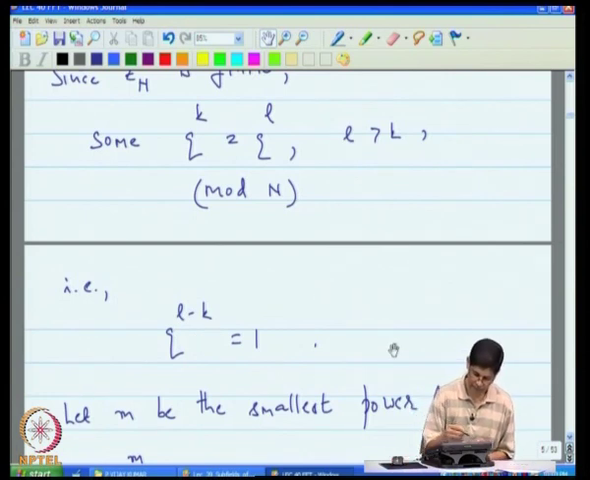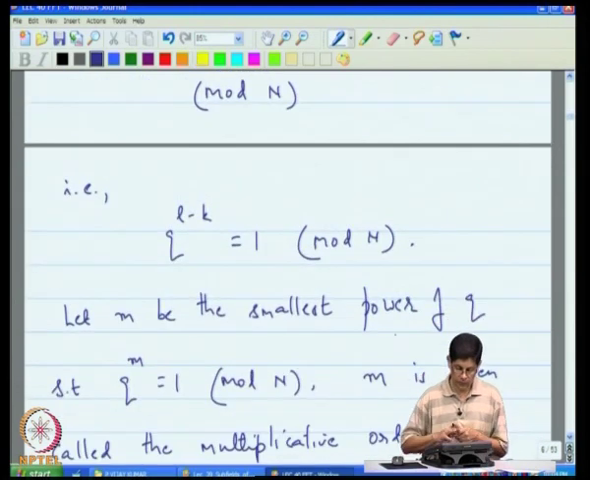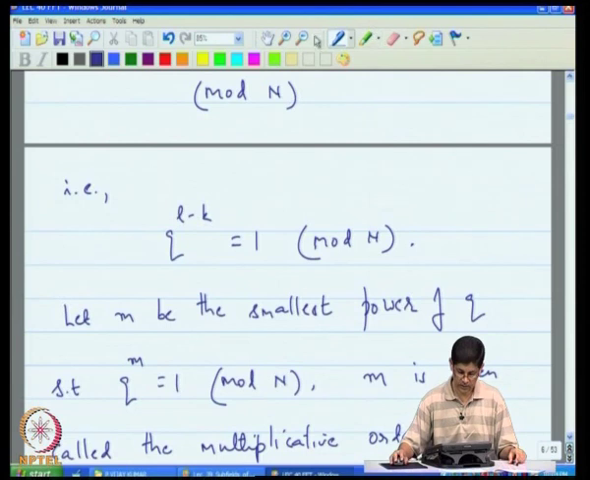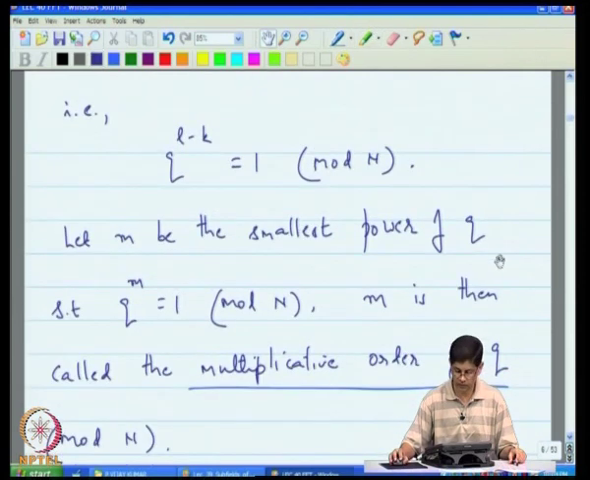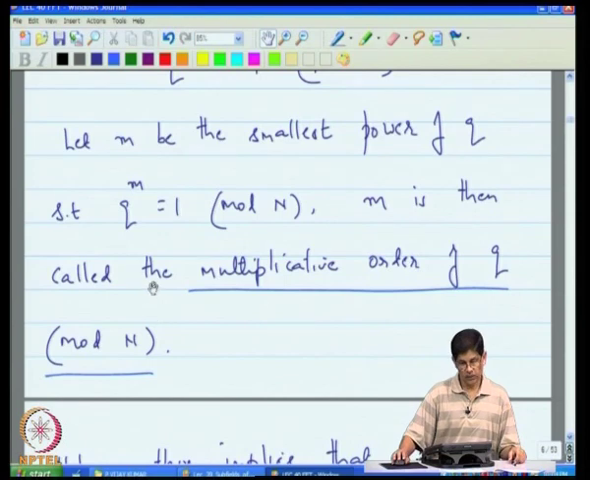Again, this is mod n. Okay. So, now that we know this, it is meaningful to ask the question, what is the smallest power of q such that q to the m is equal to 1 mod n. Once you have found the smallest integer m, that particular m is called the multiplicative order of q mod n. Okay. It sounds a little bit mysterious.